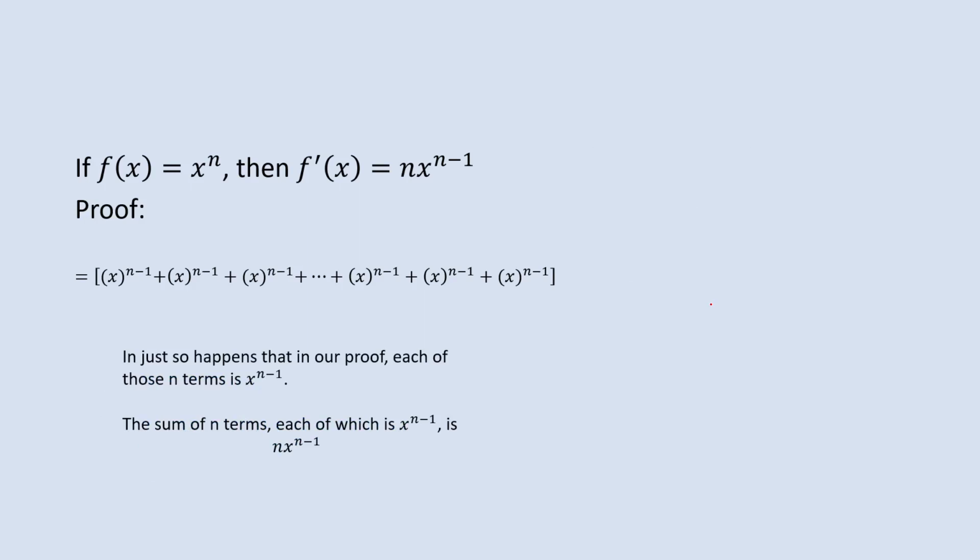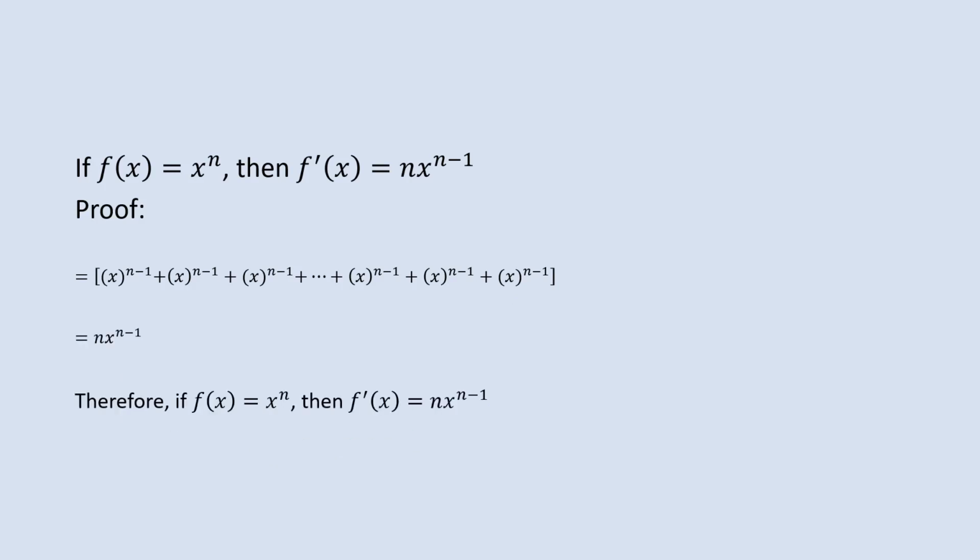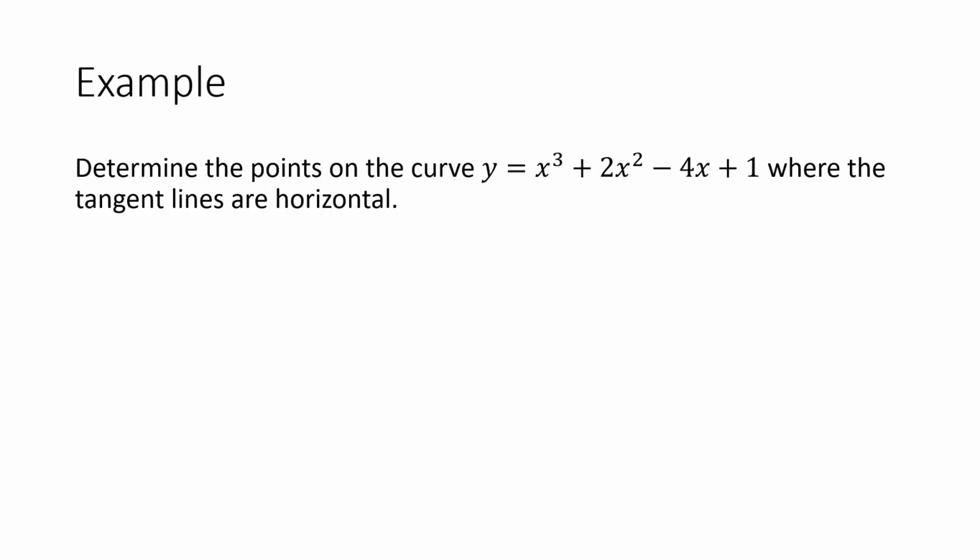Now, each one of those terms in our expansion is equal to x to the n minus 1. Since we have n of them, we have n x to the n minus 1. And that is the expression for the derivative. And we've just proven the power rule. If f of x equals x to the n, then f prime of x equals nx to the n minus 1. And that's going to save us much time in this course from having to always go back and do the first principles method using the definition of a derivative.